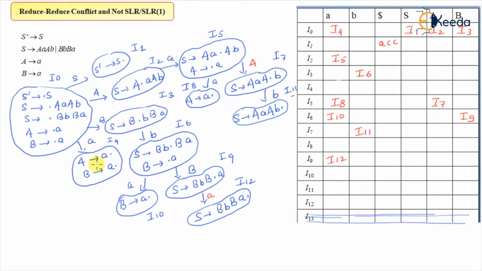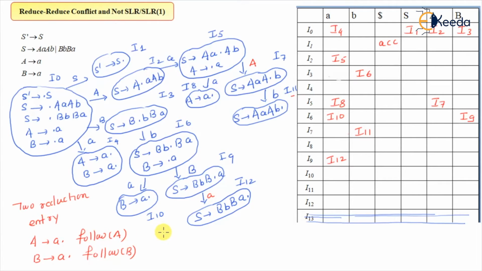Now I4 consists of two reduction entries. This situation may lead to a reduce conflict, so let's follow the rule. A derives A dot: where will we put this entry? The answer is follow of capital A. And B derives A dot: where will we put the entry? The answer is follow of capital B.